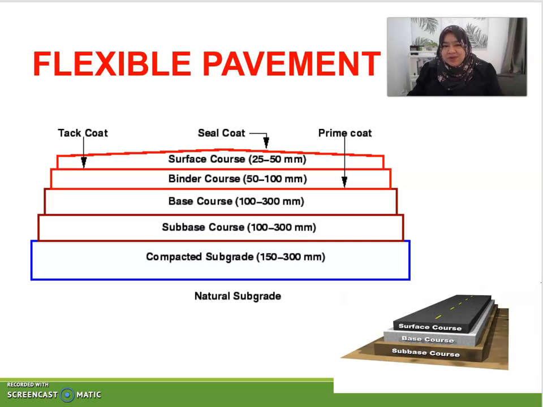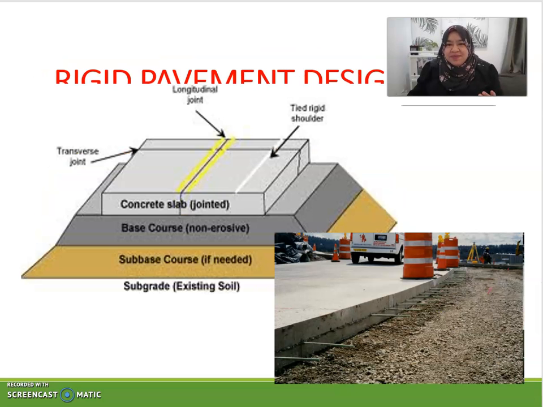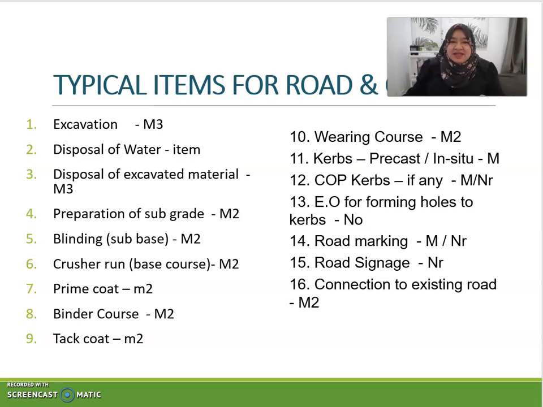So these are the components under the flexible pavement. I hope that you can observe and identify, starting from the subgrade up to the seal coat. And this is a rigid pavement, starting from subgrade as well and ending with a concrete slab. So these are the typical items for road and car parks.